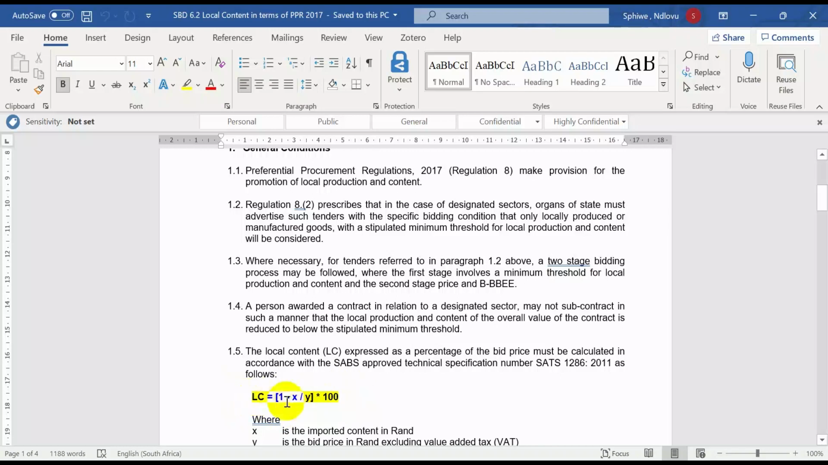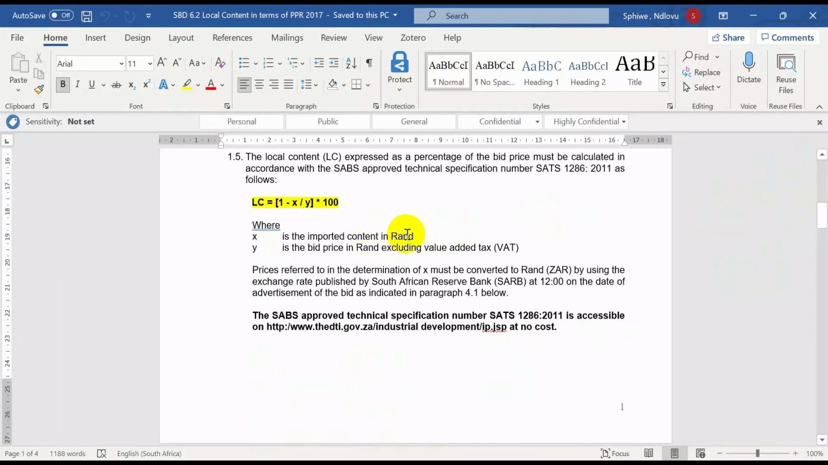However, you are also at liberty to use it so that when you bid, you know for a fact that you have met the minimum threshold or that you've gone under. And obviously, if you've gone under the minimum threshold, it will be known to you that you have not met it, which means you will be disqualified at that point. So the X there stands for imported content in rand. The Y is the bidding price in rand excluding VAT. For the purpose of calculating local content, VAT has to be excluded. Even if you are a VAT registered vendor, you don't have to include VAT when we calculate local content. You will include your VAT, if you're a VAT registered vendor, in your pricing schedule, but in the local content documentation, you have to exclude VAT.